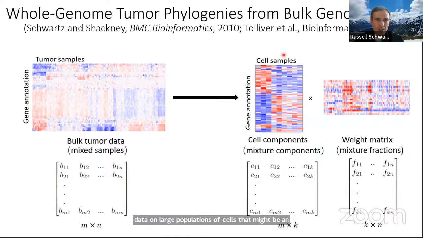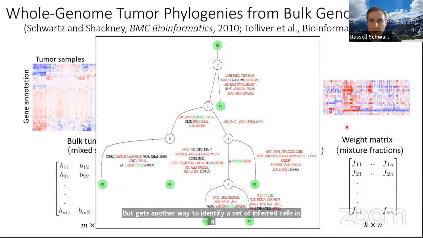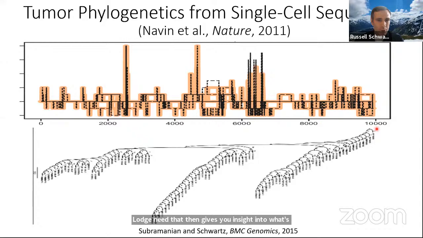This ends up creating a way of being able to see a lot more than you can see in those pre-genomic studies. In principle, you see an unbiased view of all the mutations in an entire genome, but it introduces another complexity: you have to deconvolve contributions from many different cells in each sequence analysis. This is typically posed as some sort of matrix factorization, but it gives another way to identify a set of inferred cells in a tumor and how those might be related by a phylogeny, which then gives you insight into what's functionally happening in tumor evolution.